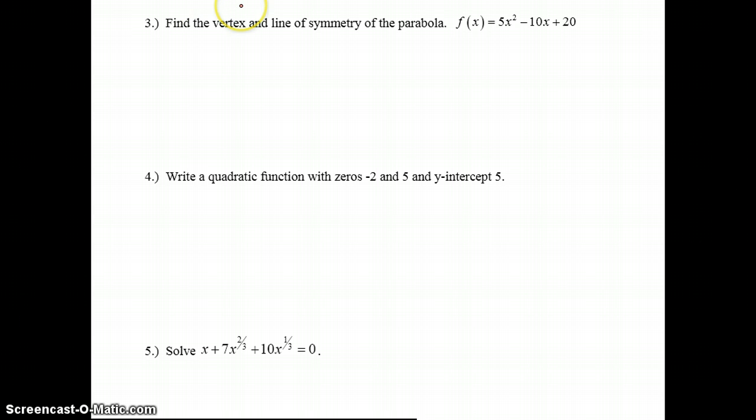I know that the vertex is going to be at negative b over 2a. Since this is already in standard form with a, b, and c, this will be equal to negative negative 10, which is 10, over 2 times a, which is 5. Awesome, that's just 1. So this is the x-coordinate of the vertex.